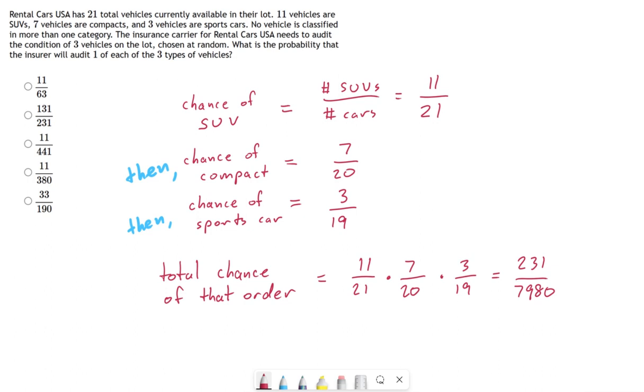You might say, okay, well, that's not one of my choices. There's a little more going on here. It's not just the total chance of picking cars in that order. Look at what this question is really asking. It's just saying, what are the chances we're going to audit one of each of the three types of vehicles? They didn't say anything about the order that the vehicles had to be picked in. So the question is, how many ways are there to pick one of each type of vehicle?